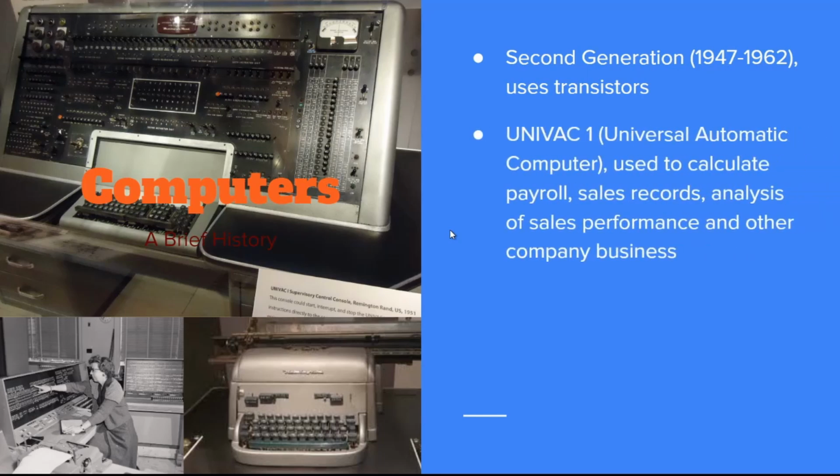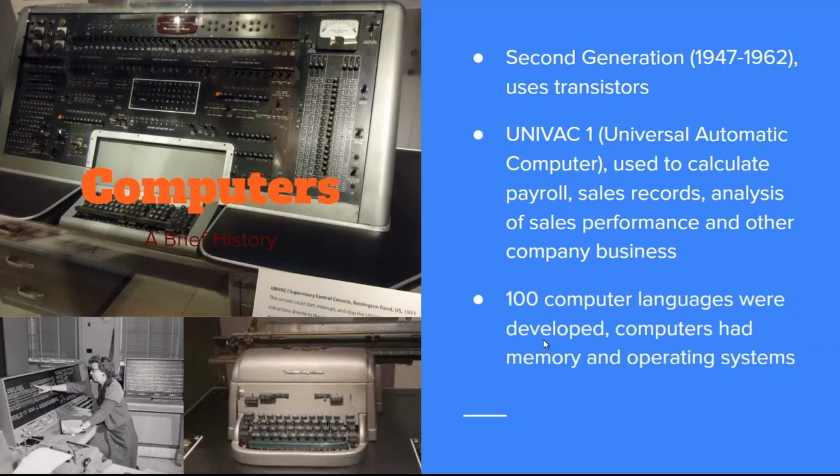Then imagine the UNIVAC, the Universal Automatic Computer, used to calculate payroll, sales records, analysis of sales performances, and other company businesses. And this is an example of a UNIVAC. During that time, 100 computer languages were developed. Computers had memory and an operating system.